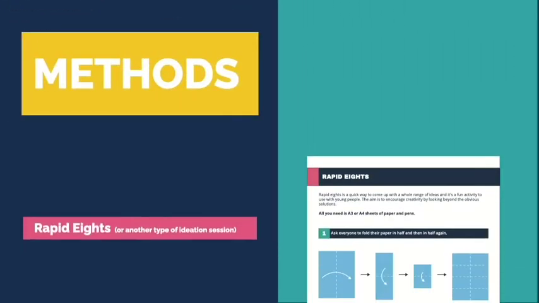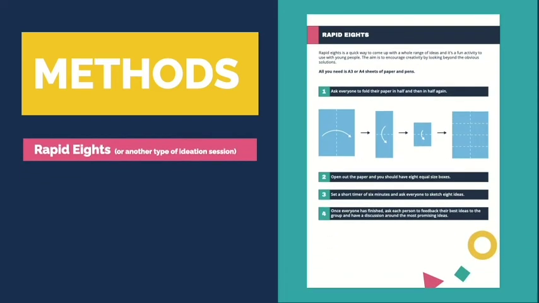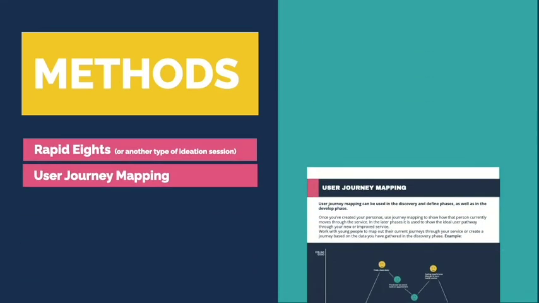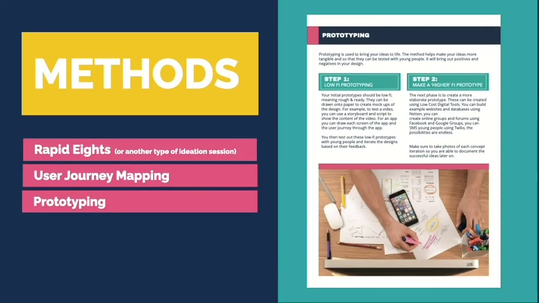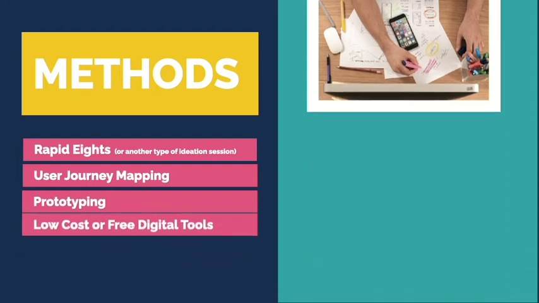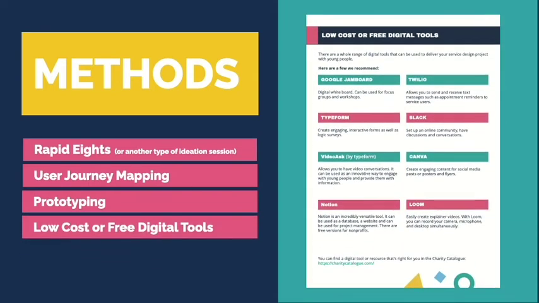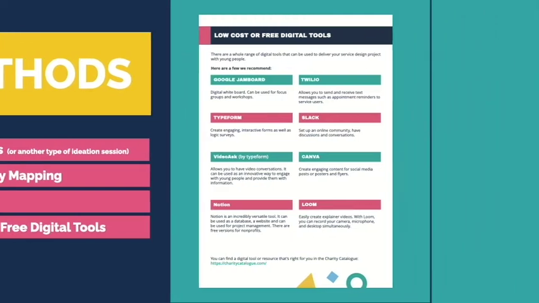There are a range of methods to use with this step, and all of these are included in the toolkit. One I really like to do is called Rapid 8s. It's a very simple process to come up with ideas quickly, and I'll talk more about this method later on. User journey mapping, prototyping, I'll be talking more about this later, and finally, low-cost or free digital tools. In your toolkit, you'll find a list of some recommended and easy-to-use digital tools that may be useful to you when it comes to testing out ideas and solutions.